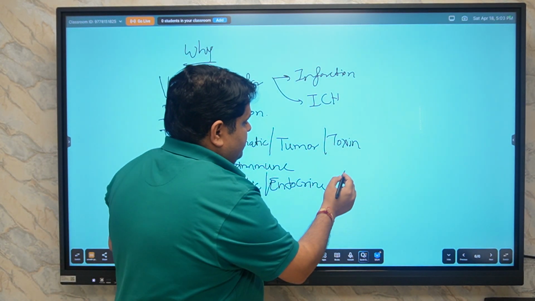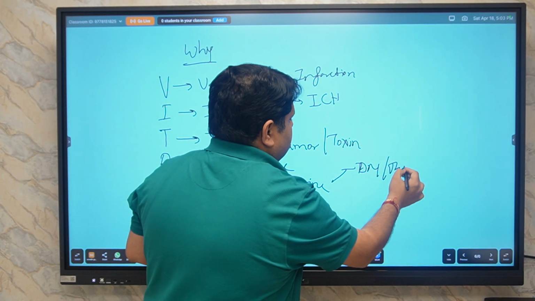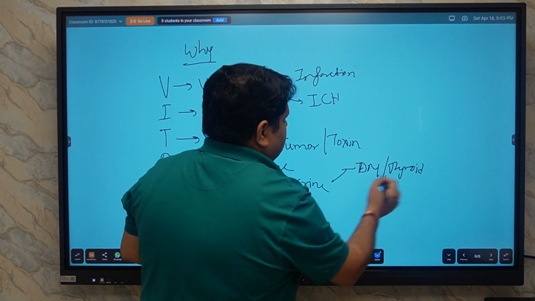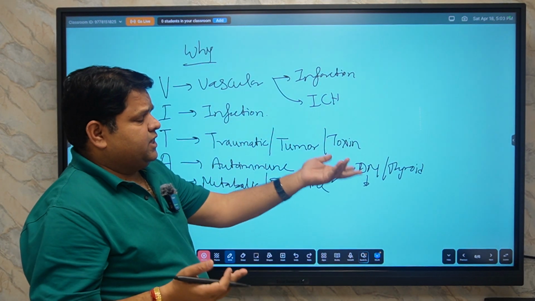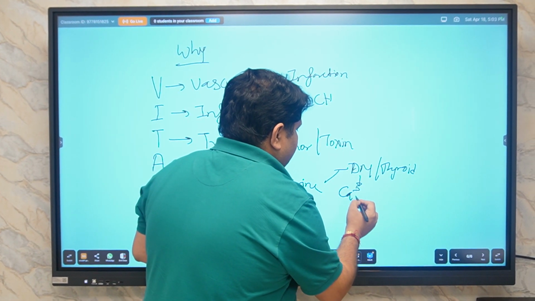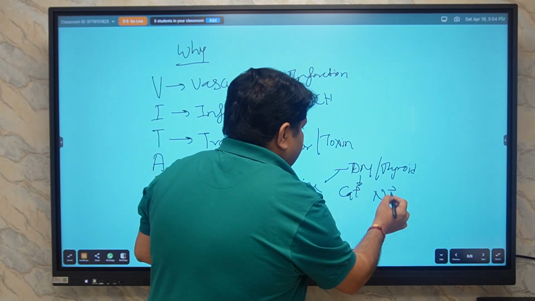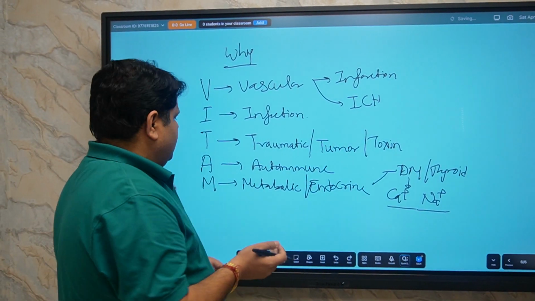In metabolic and endocrine we have diabetes and thyroid. In diabetes we have hypoglycemia and hyperglycemia. Thyroid may be hypothyroidism or hyperthyroidism. We have calcium abnormality, hyponatremia, and hypokalemia or hyperkalemia.